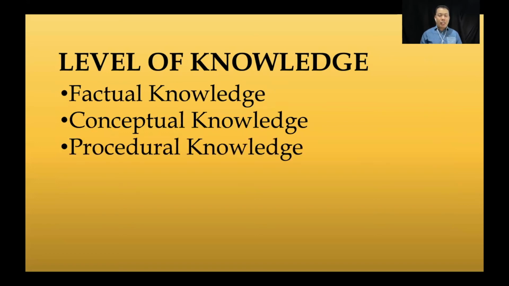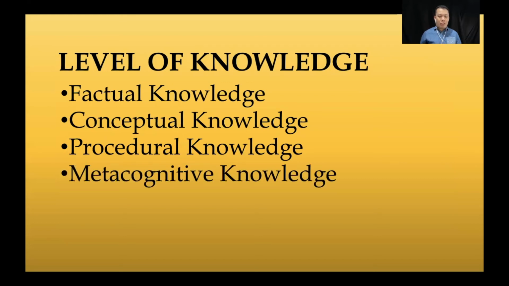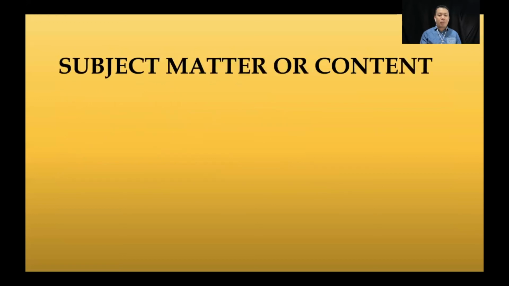Another is procedural knowledge. This is the step-by-step procedure: how things work, step-by-step actions, methods of inquiry. For example, can you write the recipe of your meal this morning or this afternoon or this evening? That's procedural knowledge. And then you also have metacognitive knowledge: knowledge of cognition in general, awareness of knowledge of one's own cognition, thinking about thinking. That's the last level of knowledge.